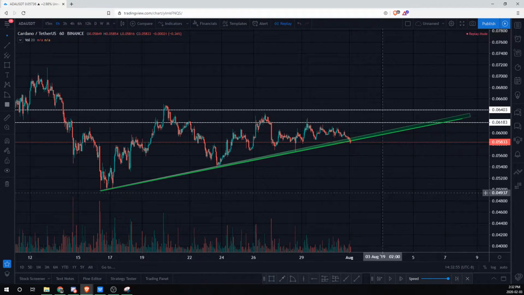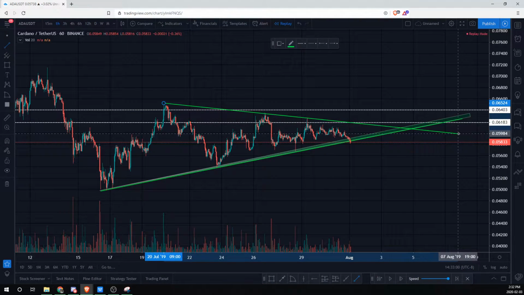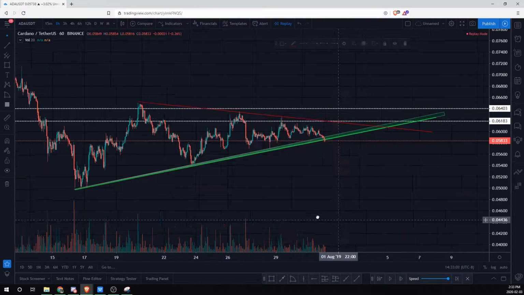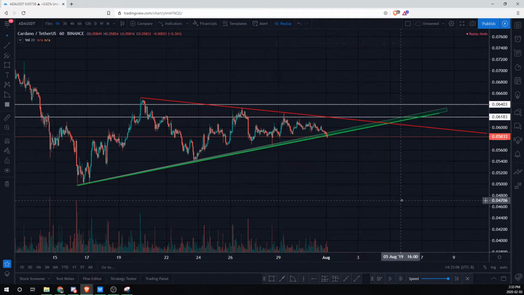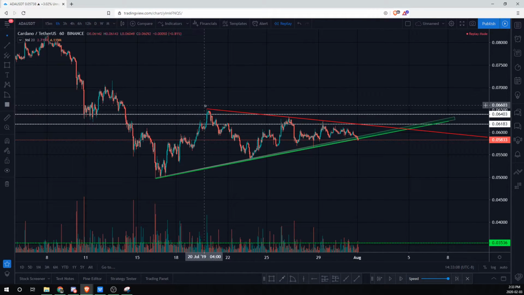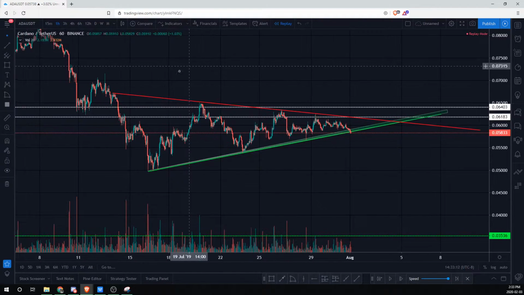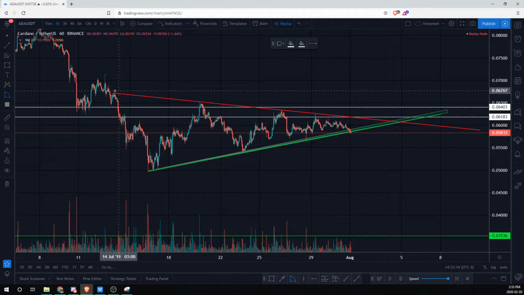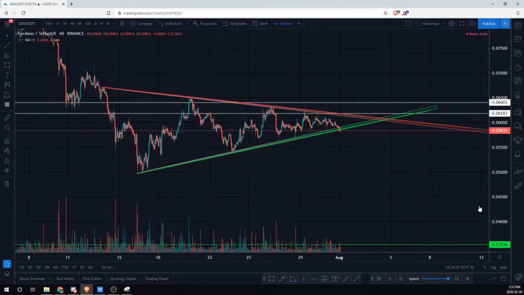Now we're just drawing our zones. We see a nice level of descending resistance right here. So the price is now squeezing towards the apex. Let's make that a different red, a little bit more vibrant, so it pops a little bit more. And let's just connect that all here. So we see a very, very nice squeezing of the price. Let's just get our resistance right there.